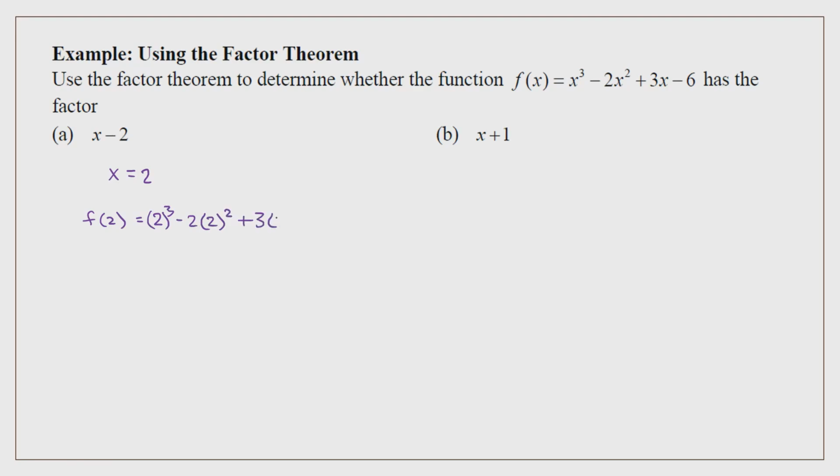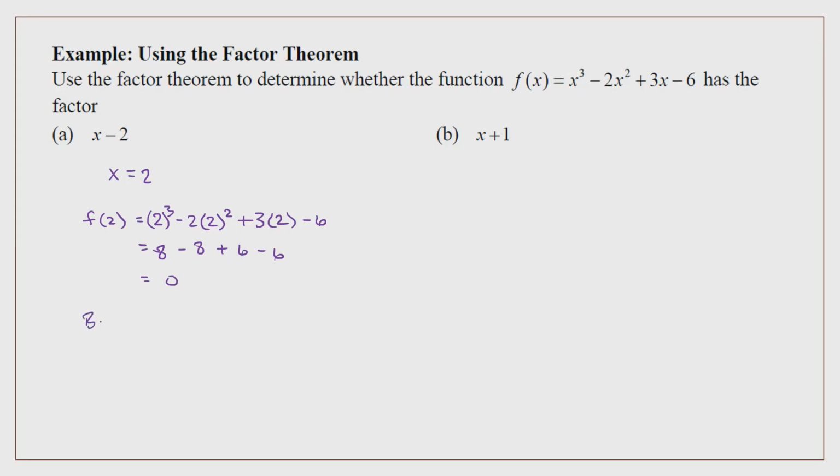By substituting 2 for all variables x. And then we'll simplify, so that's 8 minus 8 plus 6 minus 6. And so the 8's cancel, the 6's cancel, so that's 0.